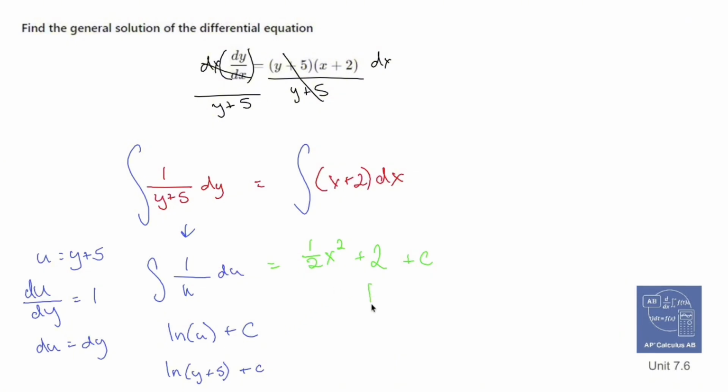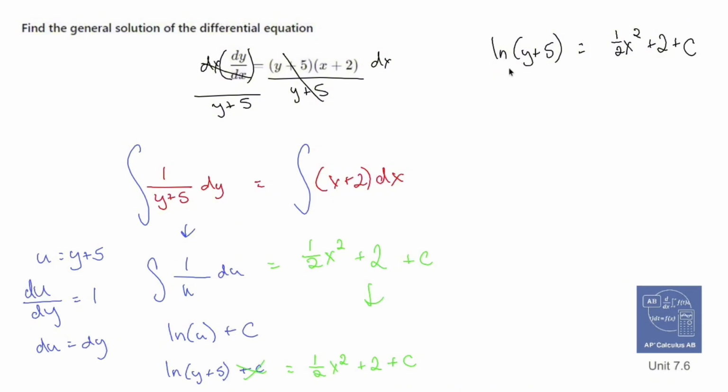Let's bring all that down, and we're left with this. Now I have to get y all by itself. This is going to be disgusting. I don't need both of these plus c's, so let's get rid of that plus c on the left. That leaves me with ln of y plus 5 equals 1/2 x squared plus 2x plus c.